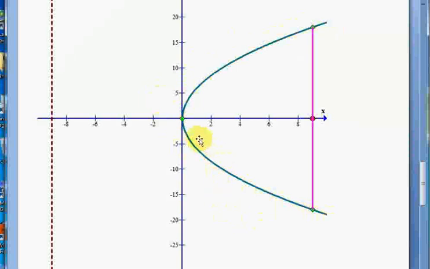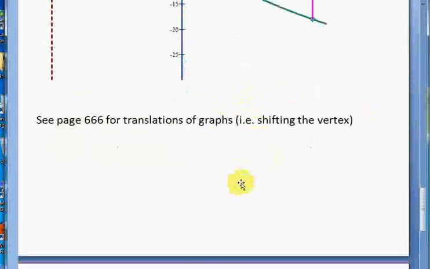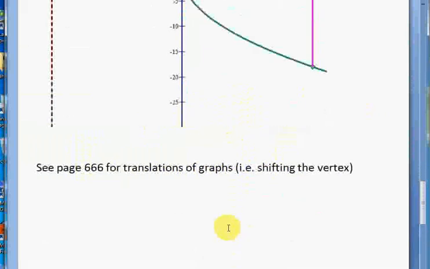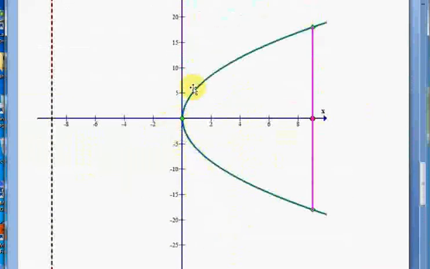Now, we can do all sorts of things with this parabola. We can shift it left, right, up, and down, and that's where things get a little bit more complicated because we have to know what to do with this focus. If we shift things to the right, then our focus isn't just going to be p, it's going to be whatever shift we take plus the p. In fact, you're going to see rules on page 666 for translations of graphs, shifting the vertex up, down, left, or right. The key here is to remember which direction the parabola is opening, up, down, left, or right, and the focus is going to be affected in the direction that correlates with which direction it opens.